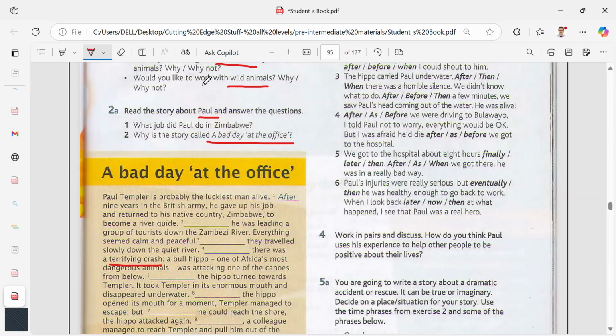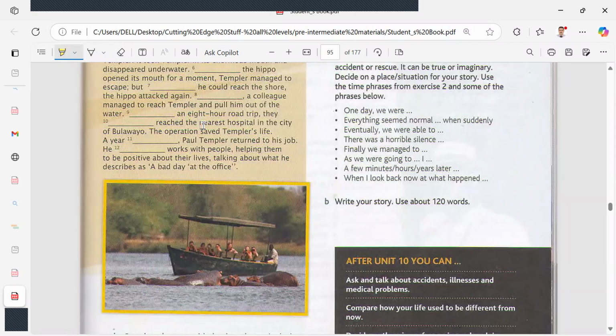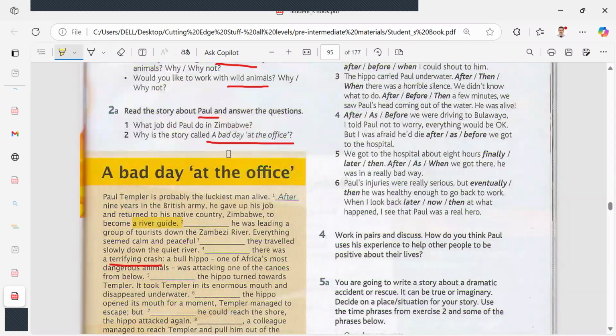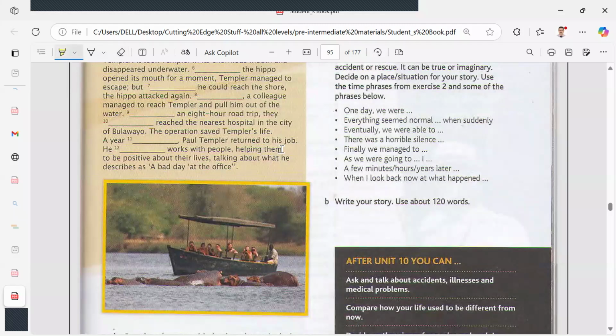Why is this story called A Bad Day at the Office? Does it happen in an office? No. So why do they call it a bad day at the office? What do you think? Because his current job now is helping them to be positive about their life, talking about what happened. It describes a bad day. A bad day at the office means a bad day that happened in the past at the office where he works now. Okay, and he talks about his bad experience in the office.